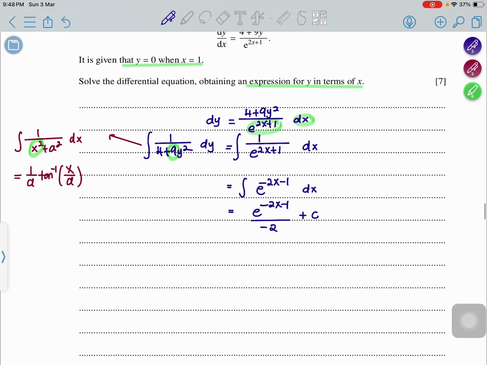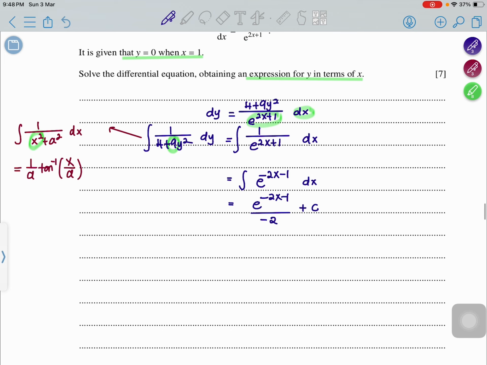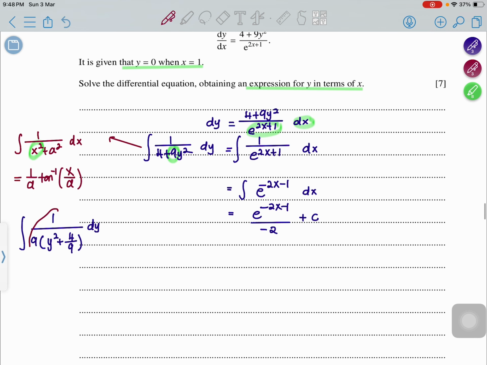So let's do this separately. I'm going to take out the 9, and I'm going to write it as y squared plus 4 over 9. It's just basic factorization. Then the 1 stays up there, and then you get the dy. Now what are we doing? We are integrating. Where is my constant? My constant is this 1 over 9. So I can pull that out and park it here. Nothing is going to affect my solution because it is just a multiple of a constant.